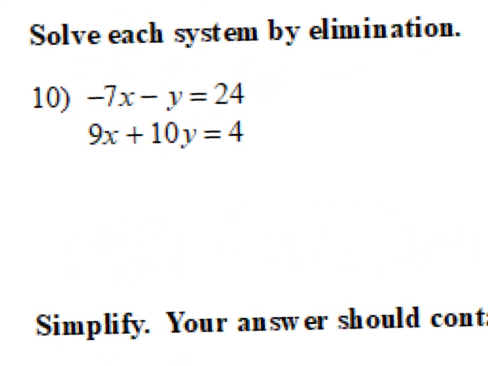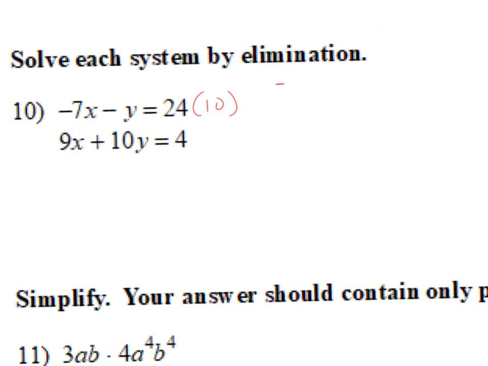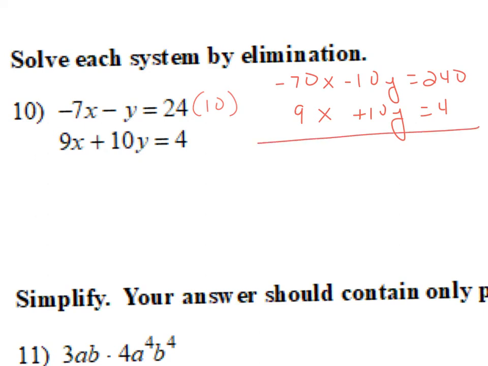So in this one, I'm going to multiply the top guy here by 10 to get my y's to cancel. So I'm going to have -70x minus 10y equals 240. And then I still have the 9x, positive 10y, and the 4. All right, so those cancel. I've got a -61x here. And on this side, I've got 244 when I put those together.